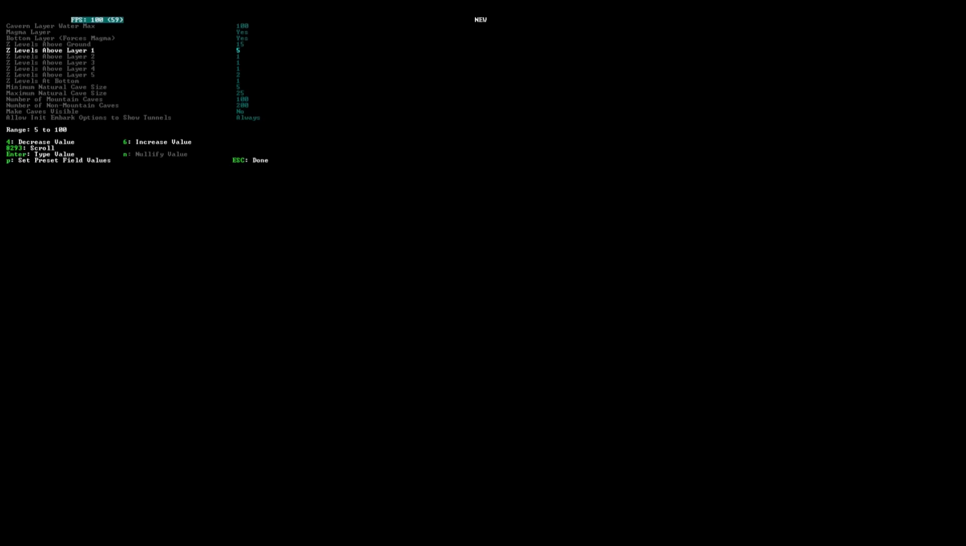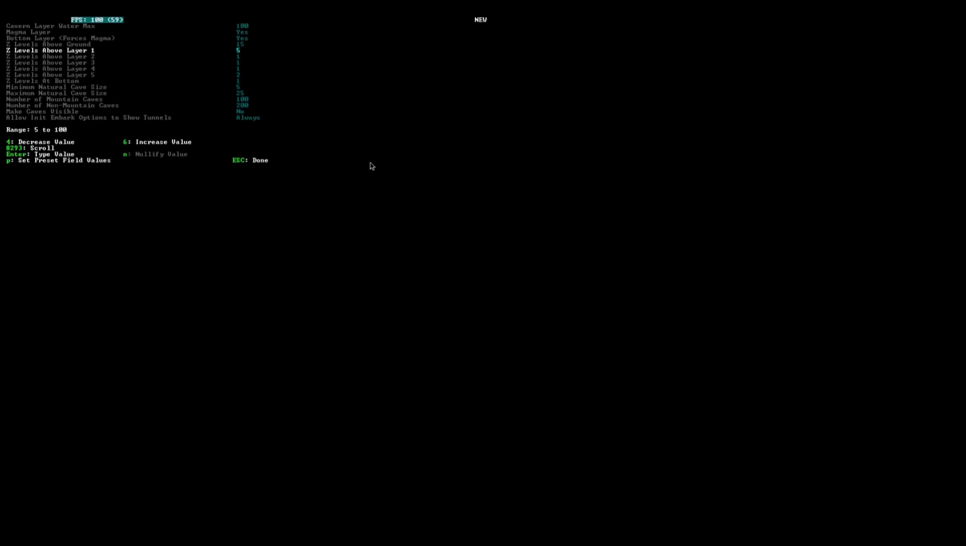Alright, Z levels above layer 1. This is the Z levels of stone above the first cavern layer. Making this higher will guarantee at least this many levels to build your fortress, but you will have no impact on how many Z levels thick it will be.